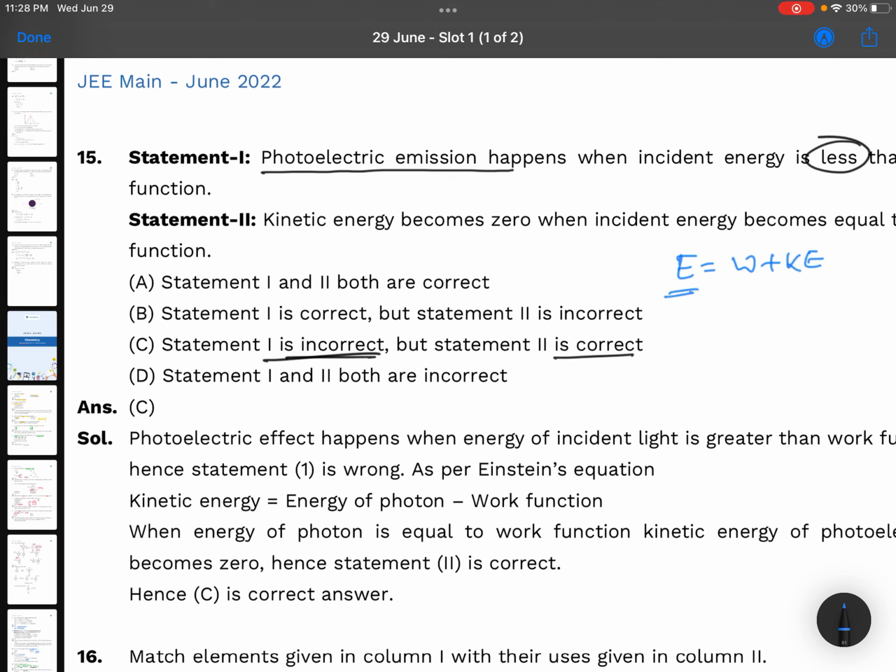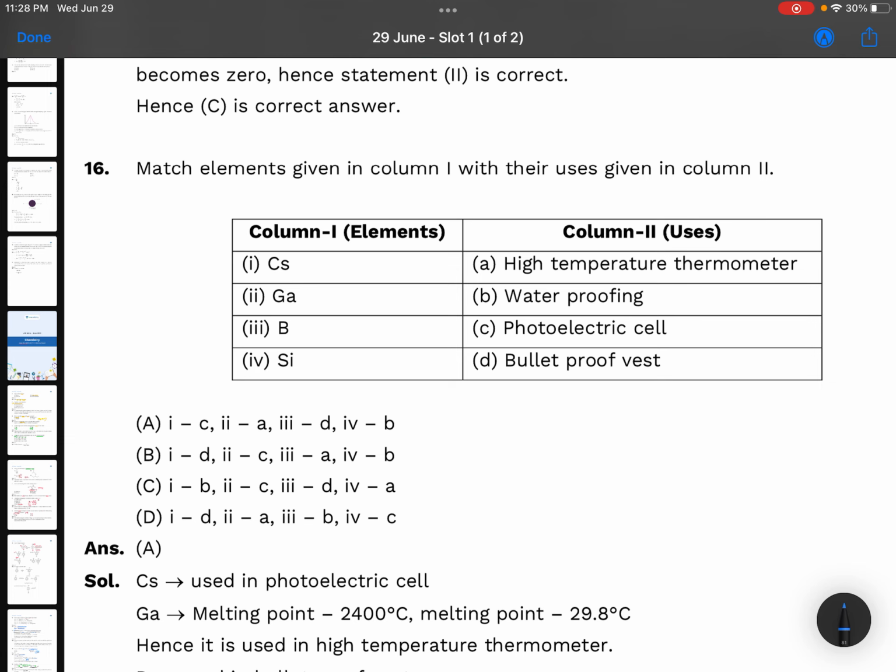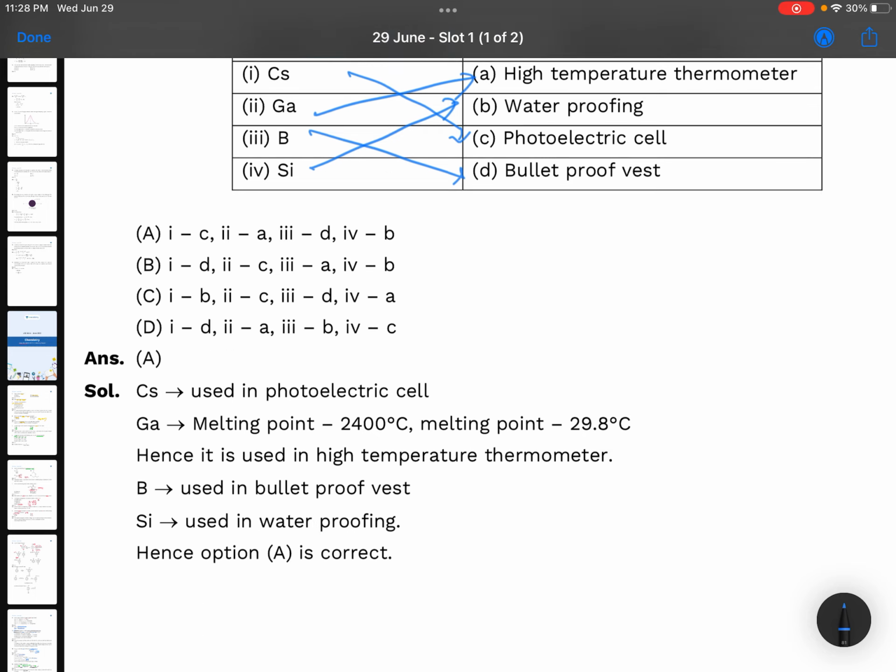If the energy you are giving is exactly equal to the work function, the kinetic energy will be 0. That is the statement. Coming to this, match the elements. Cesium is for photoelectric cells. Gallium is for high temperature thermometers. Boron is for bulletproof vests. Silicon is for waterproofing.